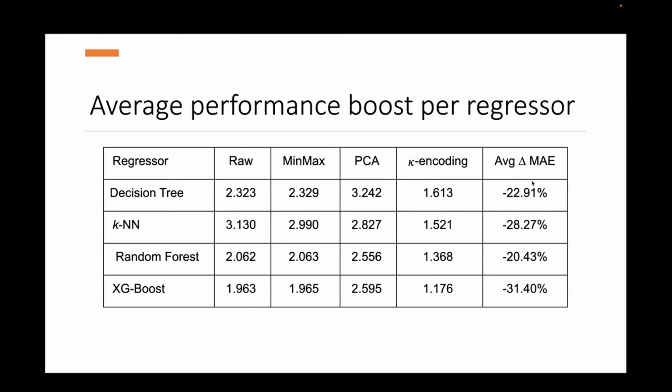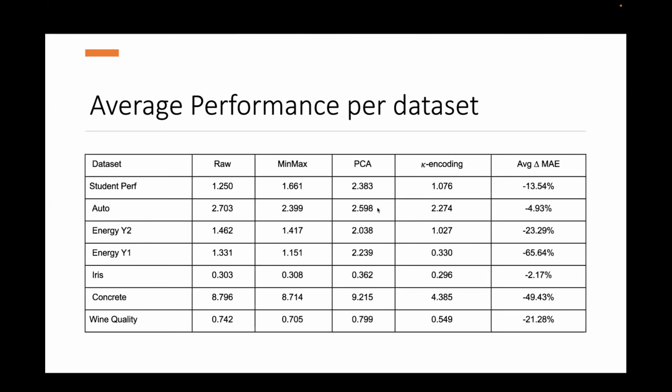So the way the average delta MAE is calculated is the change between our score and the best score amongst these standard methods. So in this case, it would be 2.323 minus 1.613 divided by the original value. So in all cases, we see a decrease in the MAE, significant decrease, which is good, right? It means we're more accurate. And it doesn't seem to matter the regressor we use, all of them improved. Against the data set, this just shows the improvements across all the data sets for all the different regressors. Again, generally a good increase.